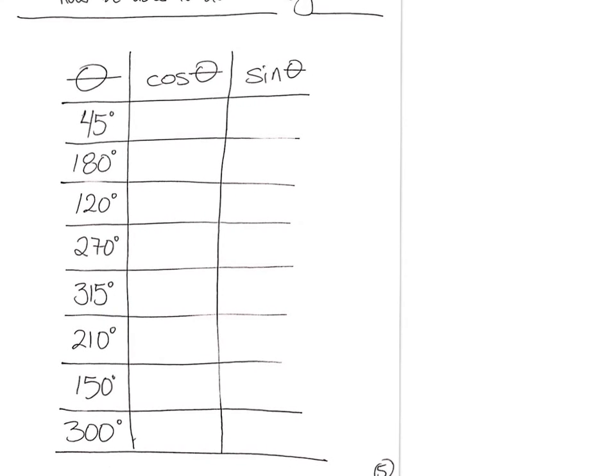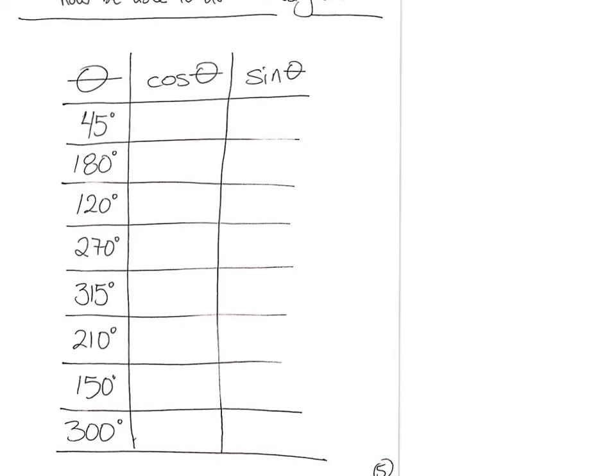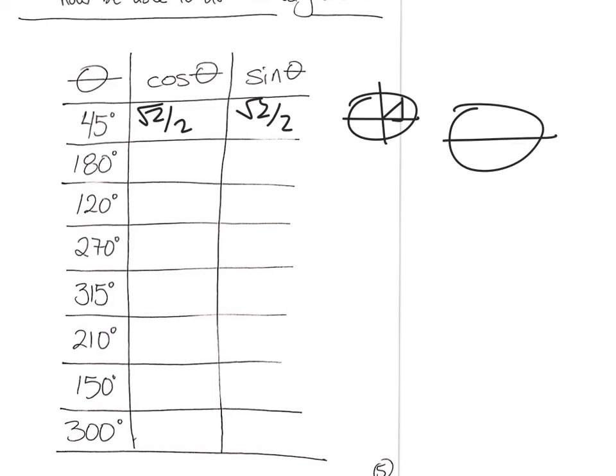So hopefully you have now figured these out. If you're just sitting there passively watching, shame on you. For 45 degrees, I'm just going to go quick. 45 degrees is right here. So we have positive root 2 over 2 and positive root 2 over 2. 180 degrees is right here. So the cosine is negative 1 and the sine is 0. Again, when we're right on the points, with coordinates of 1, 0, or negative 1, there's no triangle necessary.